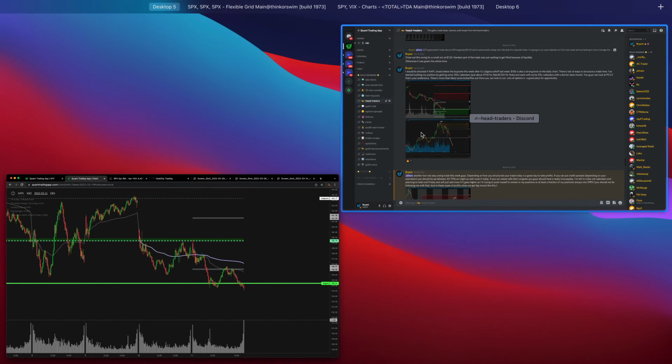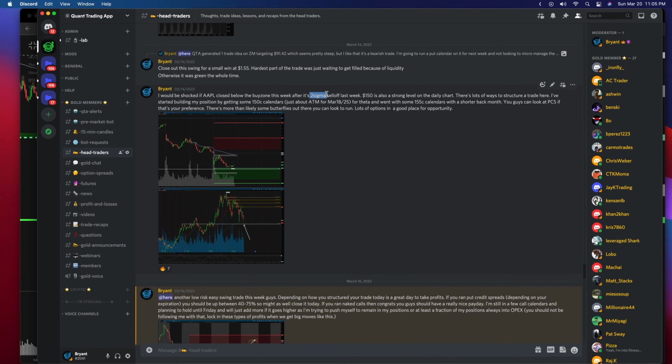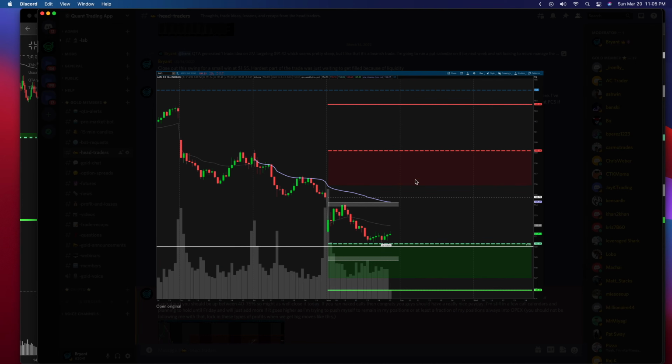So as I mentioned to you guys, it had a 2 sigma sell-off last week, and now it's in the buy zone. There's a lot of ways to structure a trade here. I've got my position. I'm starting to build. I'm running 150 calendars, so some at the money calendars, just to let theta play out, a little bit wider with them. And then I'm entering some 155 call calendars with the shorter back month, because I didn't think it was going to take that long for it to bounce.